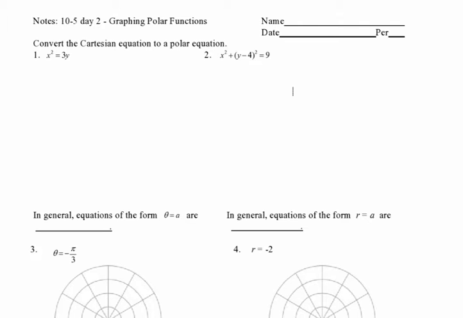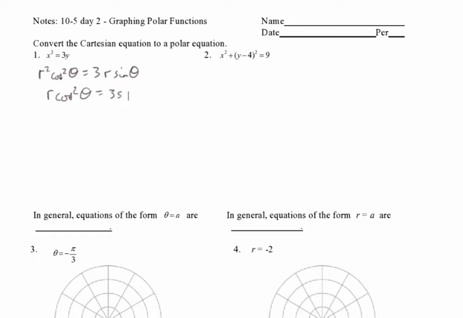As we continue our review of graphing polar functions, last time we dealt with plotting points and transforming polar equations into Cartesian. Now we're going to go Cartesian to polar. We know that x equals r cosine theta, so x squared would be r squared cosine squared of theta equals 3. Y is r sine theta. We're going to solve for r, and we have it on each side, so let's divide one of them out.